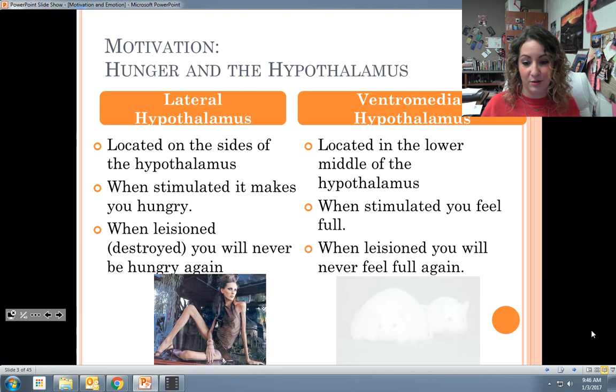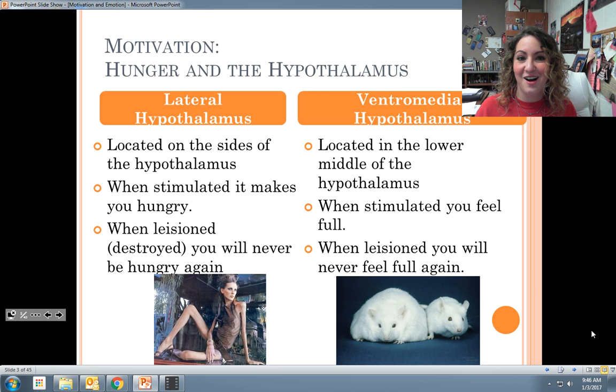So this mouse right here, you see that it has had its ventromedial hypothalamus lesioned. It's been destroyed. And so the rat, the fat rat, ate and ate and ate because it never felt full. It never felt satisfied. So it will eat itself to death if given a limitless supply of food.